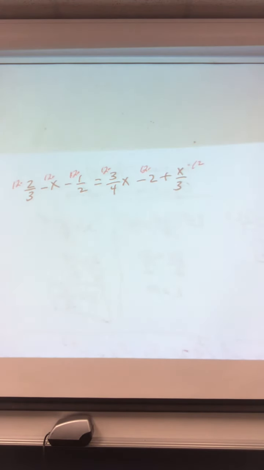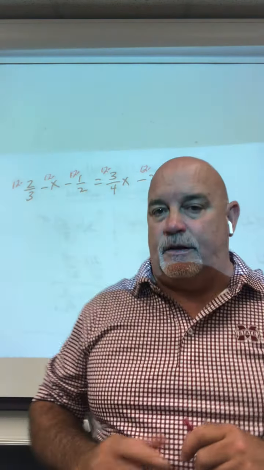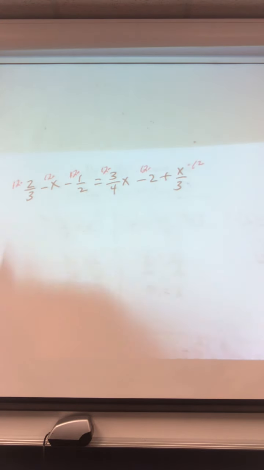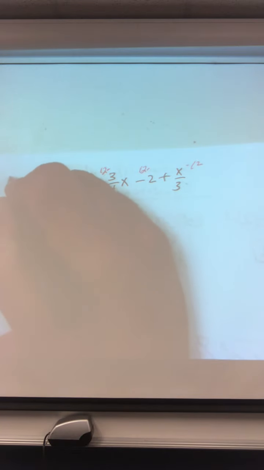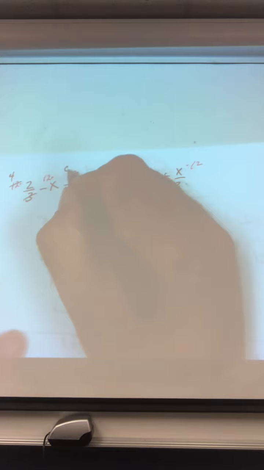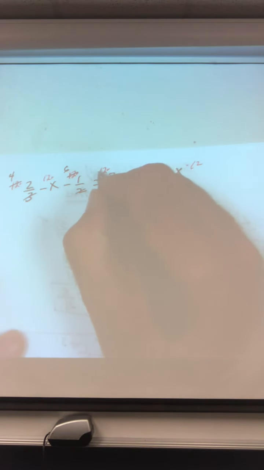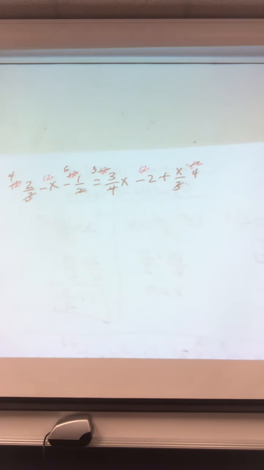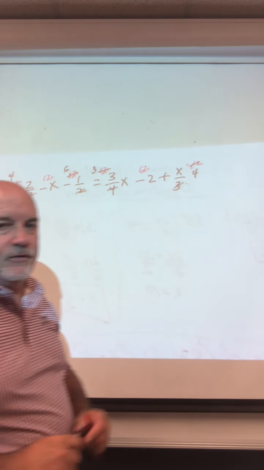Now, the 3 words you're going to hear me say: cross, cancel, first. And so that's what I will do now, I will cross cancel. So this 3 cancels with this 12 and leaves 4. This 2 cancels with this 12 and leaves 6. This 4 cancels with that 12 and leaves 3. There's no canceling here because they're both in the top. But this 3 cancels with this 12 and leaves 4. Now what I want to do is multiply everything else that's left.